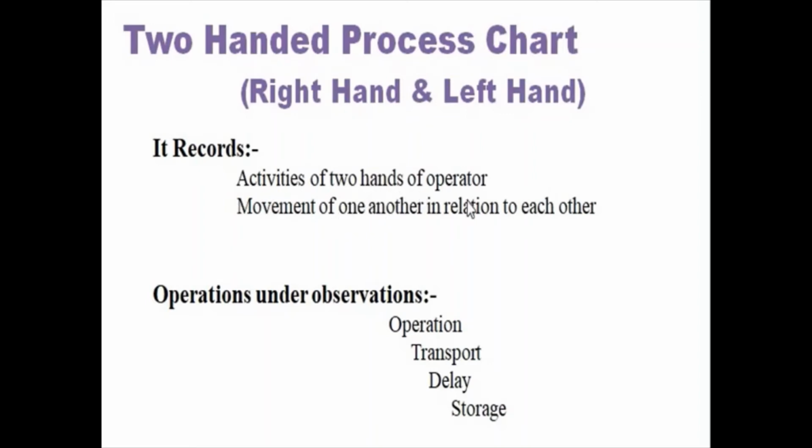So it records the activities of the two hands of the operator, and it records the movement of one hand in relation to the other. Now to represent this chart, basically these four activities are considered: operation, transport, delay, and storage. In case of operation, it represents activities like grasp, use, release of tool, component or material.